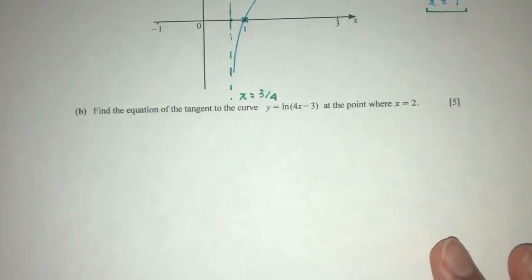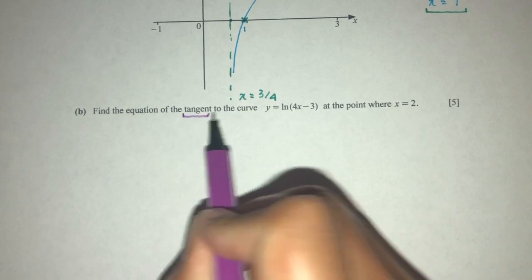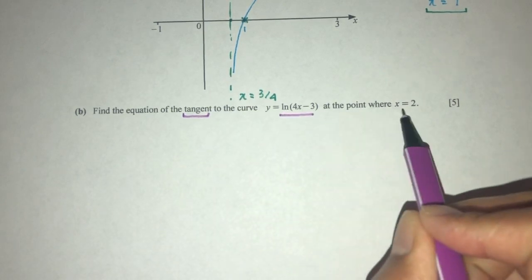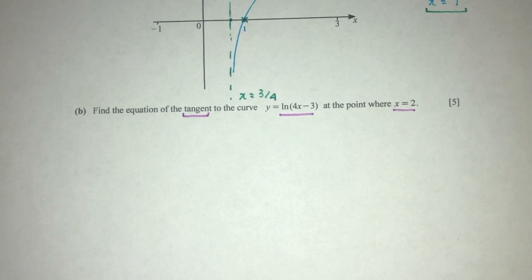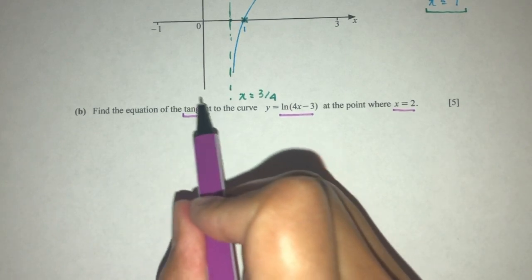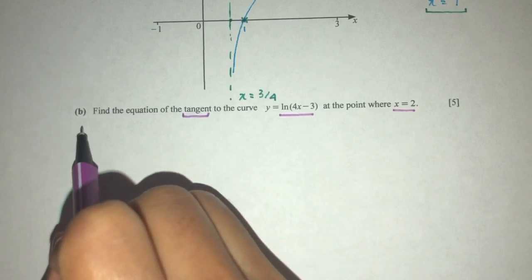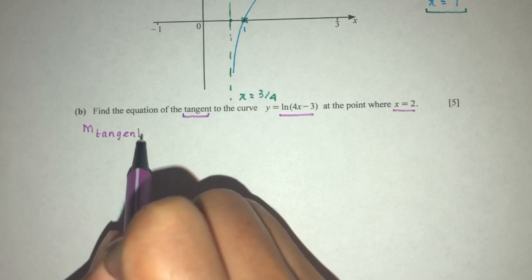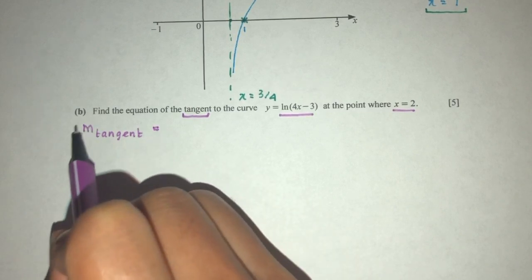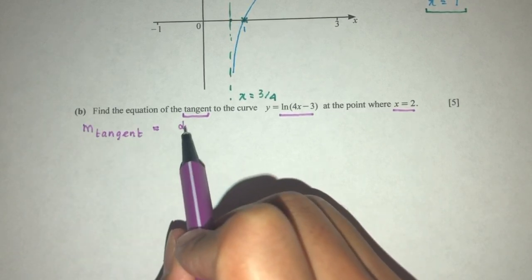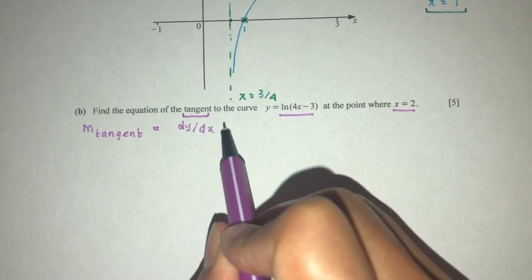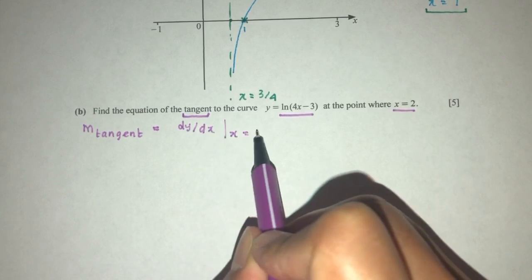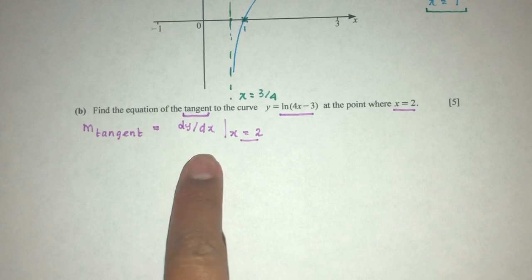Now for part B, we have to find the equation of the tangent to the curve at this point. So pretty easy. We understand the tangent is a straight line, right? Now to find the equation of a straight line, we have to find the gradient of the tangent. But now we know from calculus, the gradient of tangent is the same thing as dy by dx at that specific point where x equals 2.